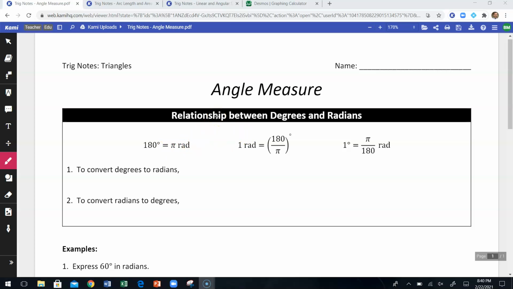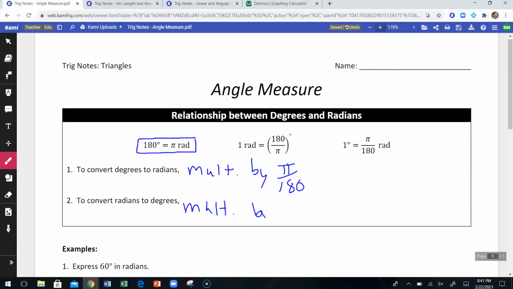The key here is that we understand that 180 degrees is equal to pi radians. So if you're familiar with the unit circle, that should not be news to you. So we can use some conversions to help us go from one unit to the other. To convert degrees to radians, we are going to multiply by pi over 180. And then to convert from radians to degrees, we're simply going to multiply by the reciprocal of that. We're going to multiply by 180 over pi. And that's going to allow us to go between the two units of measurement.